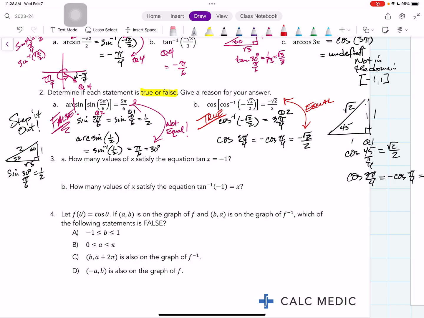Okay, number 3, how many values of x satisfy the equation, which is tangent of x equals negative 1? Okie dokie. So where is tangent of x equal to negative 1? There's an infinite number of these guys because the tangent function, if you intersect it with the horizontal line at negative 1, intersects it an infinite number of times.